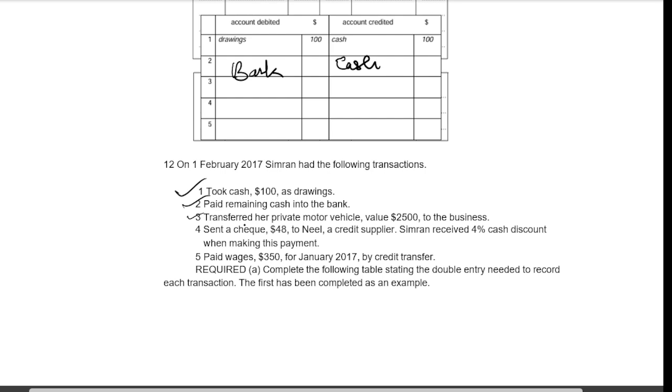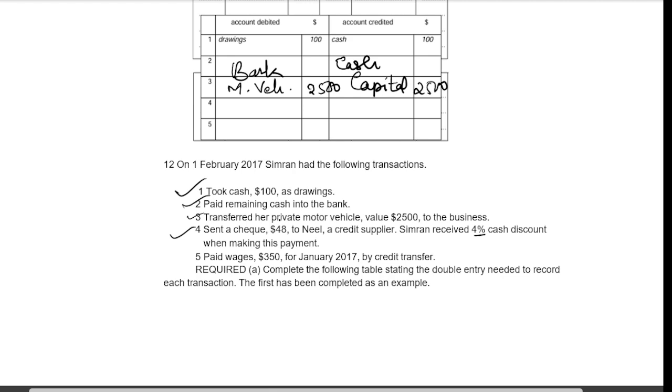Okay, next, third is transfer of private motor vehicle. So you transfer your private motor vehicle into the business. If you transfer any assets into your business, it means you are doing capital, you are doing investment. So motor vehicle, that is 2500, and capital, that is 2500. Okay, next is send a check. You send a check to a credit supplier, Neil, and as you are Simran, you get a 4% cash discount.